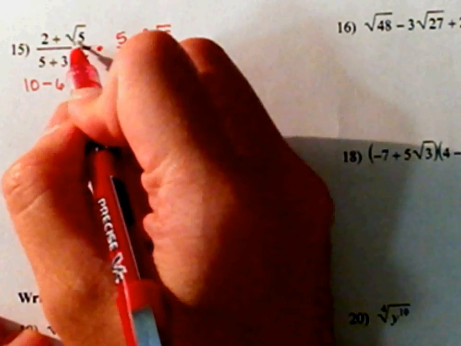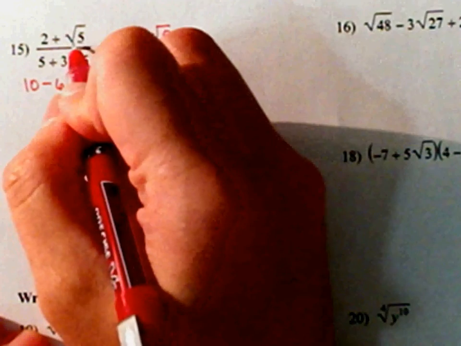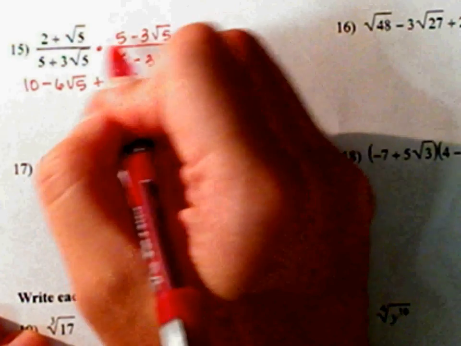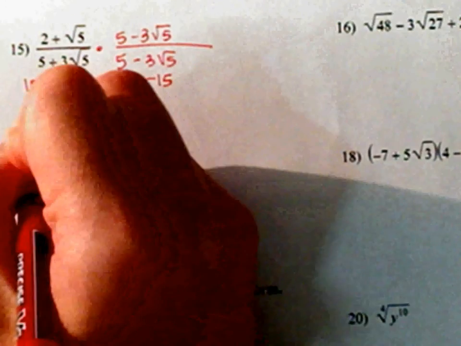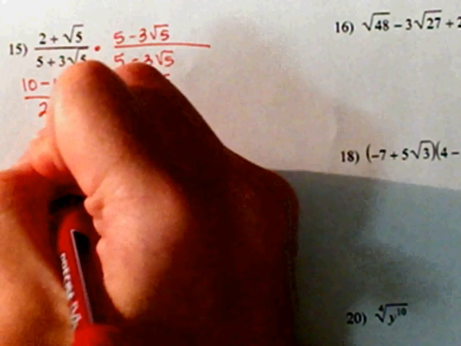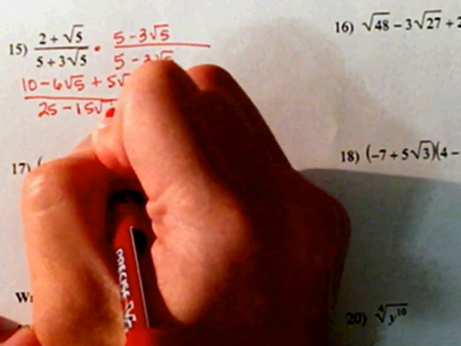Square root of 5 times 5 is plus 5 square roots of 5. Square root of 5 times negative 3 square roots of 5, well, that's negative 3. Square root of 5 times square root of 5 is 5, which makes it negative 15. All of that over 5 times 5 is 25. 5 times negative 3 square roots of 5 is negative 15 square roots of 5.